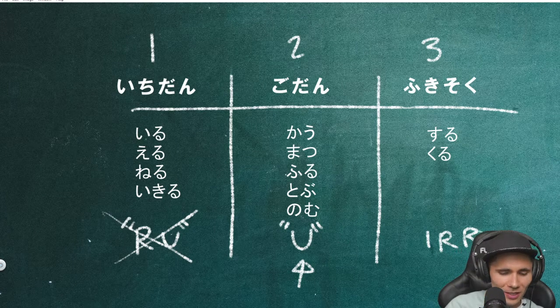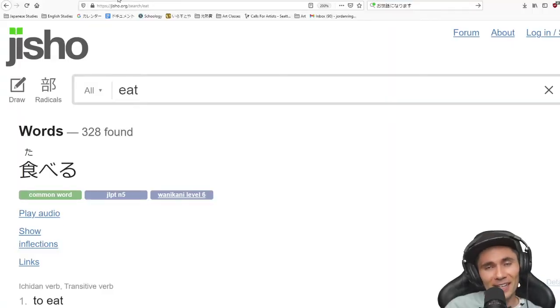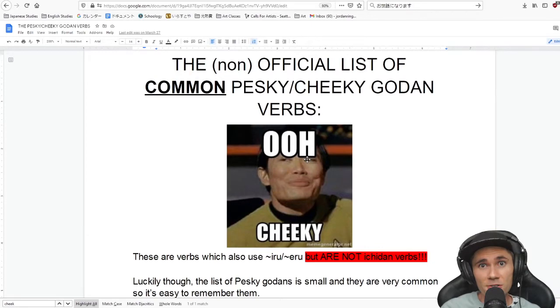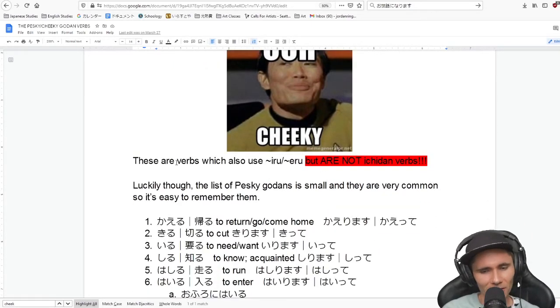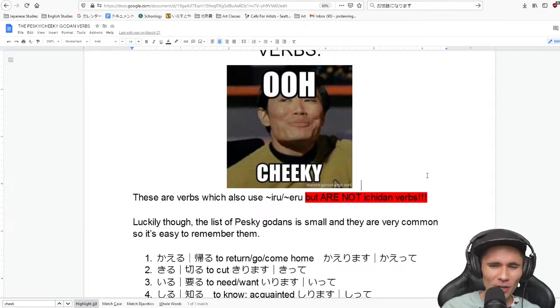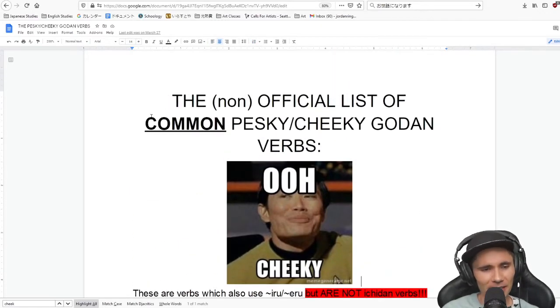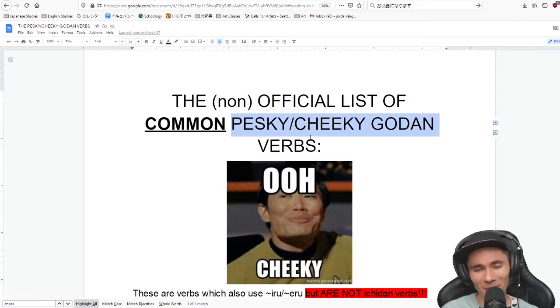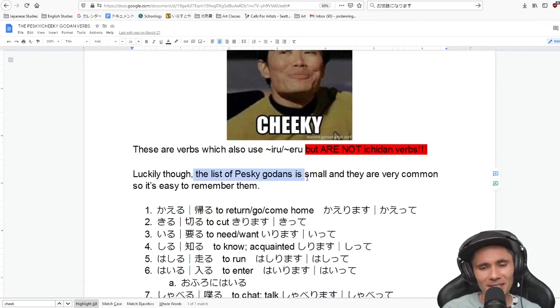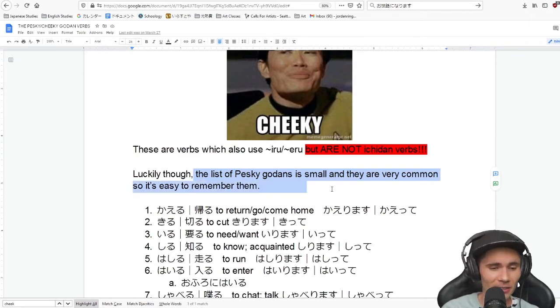Now, this brings us to something we need to be very careful of, and it is the non-official list of common pesky cheeky godan verbs. Oh, cheeky. Yes. So what do we have here? These are basically verbs that end in iru and eru, but are not ichidan verbs. Oh my god. Yes, they exist. We have these godan verbs, which also end in iru and eru, but the list of pesky godans is relatively small, and the ones at least in this list are very common, so it's pretty easy to remember them.